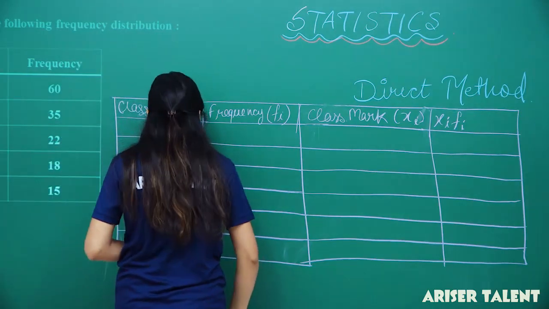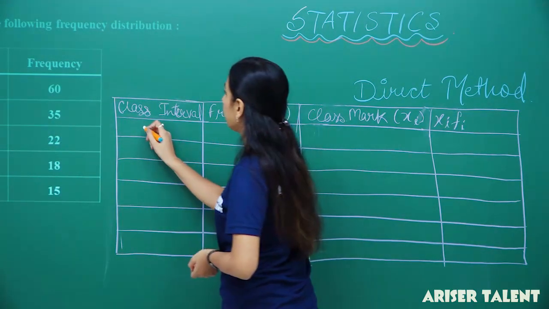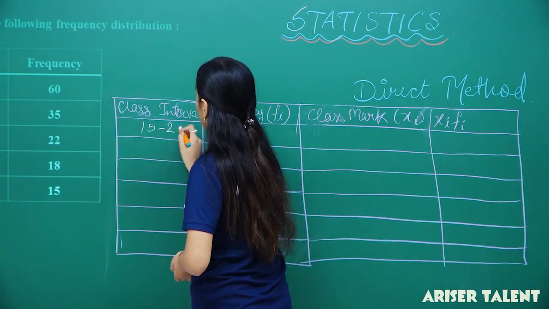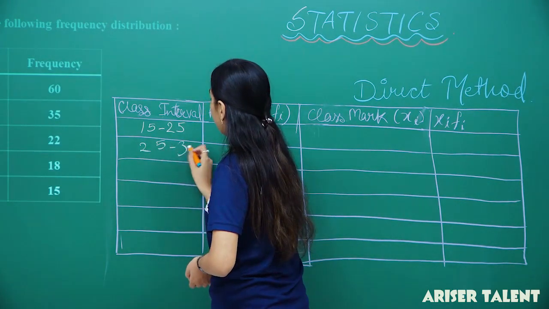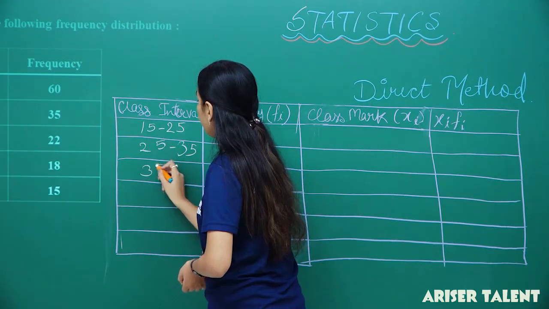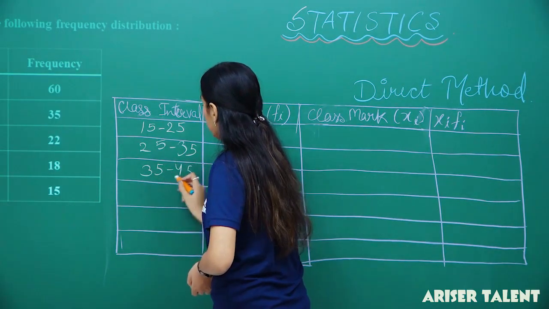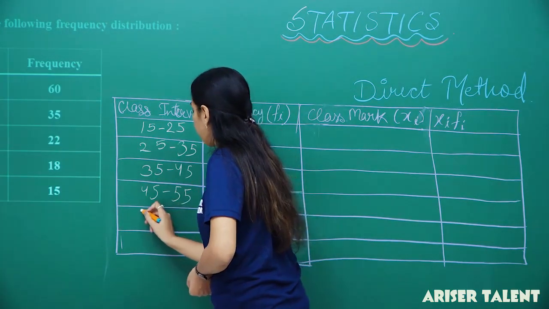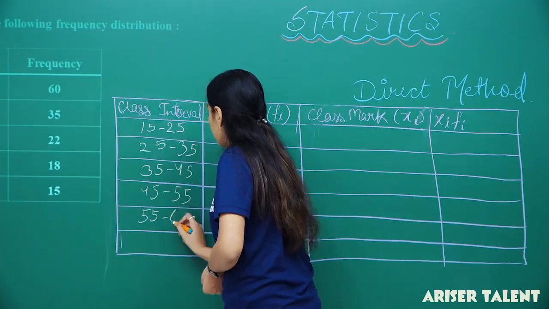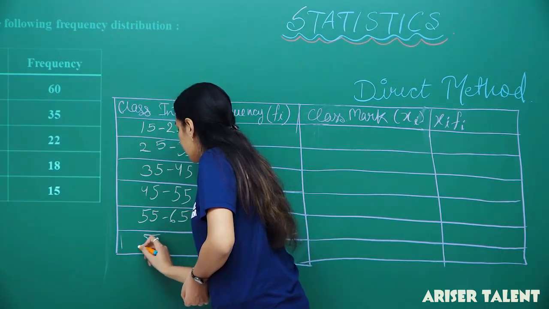Now what we have to do is just put the values. So the intervals are 15 to 25, then 25 to 35, then 35 to 45, then 45 to 55, and then 55 to 65, and there is a summation.